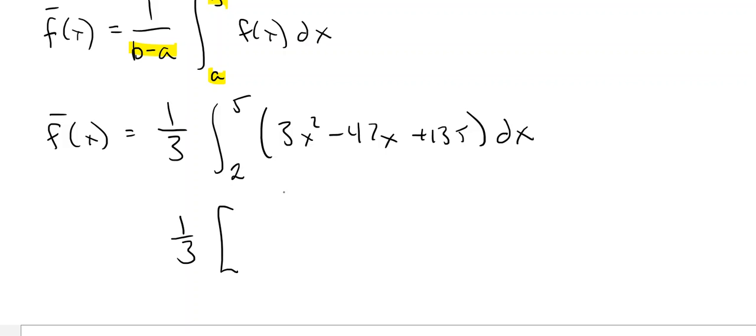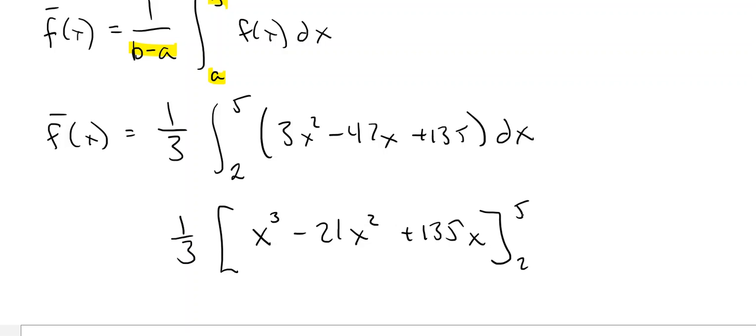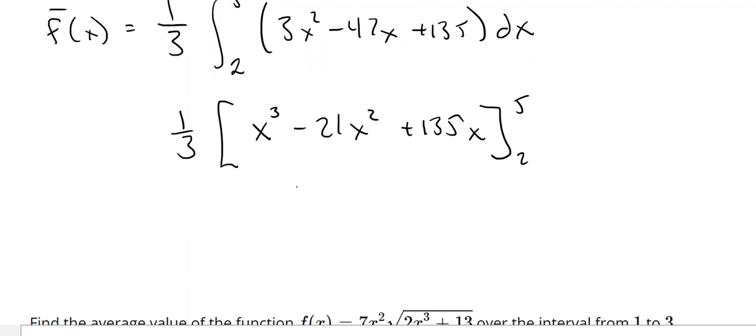So this becomes 3x cubed over 3, or x cubed, minus 42x squared divided by 2 would be minus 21x squared, plus 135x integrated from 2 to 5. And now let's multiply the 1/3 through. So we would have 1/3 x cubed minus 21 divided by 3 is 7x squared plus 45x evaluated from 5 to 2.